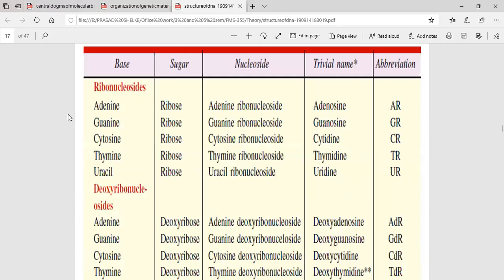So that's how we call it: adenine, the base ribonucleosides and deoxyribonucleosides. This is not nucleotides, okay? It is the nucleosides. So that we call is adenine ribonucleoside, guanine ribonucleoside, and in nucleotides there is a phosphoric acid group also there. In nucleosides, only a nitrogen base and ribose sugar is there. Okay, that is a basic difference between nucleosides and nucleotides.